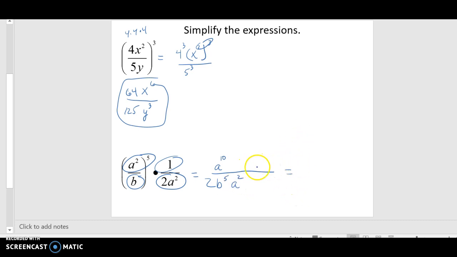So now, if I look, I cannot reduce the fraction, so I basically have 2 in the denominator. If I have 10 a's up top, 2 on bottom, how many can I cancel? The smallest amount. If I cancel 2 off the bottom, how many do I have left up top? A to the 8th. And then, can I cancel any b's? No. So b to the 5th stays on bottom. Okay?